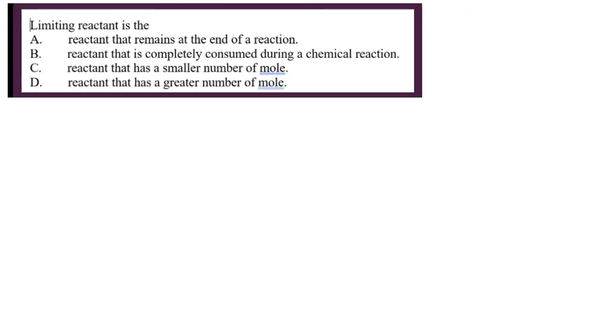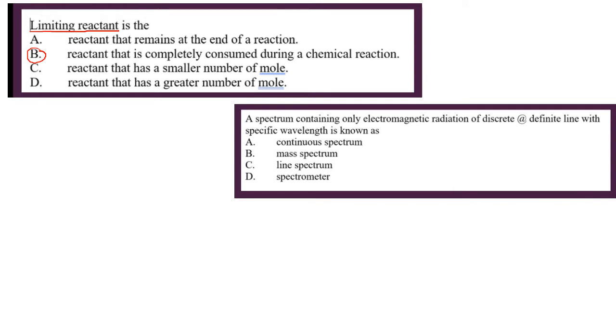This video is going to focus on revision of UPS 1. Question number 1. What is the limiting reactant? Reactant that is completely consumed during a chemical reaction. Question number 2. A spectrum with discrete or definite lines, which means they have specific wavelengths. So this is referred to as a line spectrum.